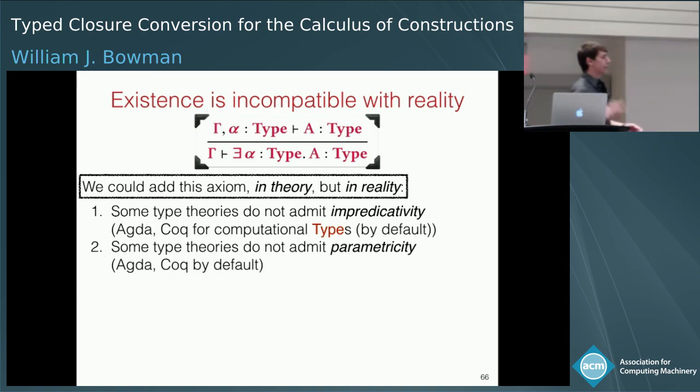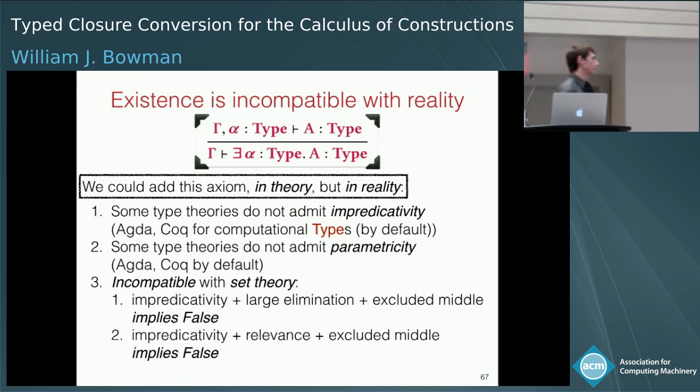It's a whole thing. But then you'll be inconsistent with certain other things. And finally, and most importantly, this axiom is incompatible with set theory. And some people do use set theoretic reasoning when doing proofs. So for instance, if you want impredicativity, large elimination, and excluded middle, you can't have that, implies false. If you want impredicativity, relevance, and excluded middle, can't have that either, implies false. So we cannot use this axiom in real dependently typed languages.